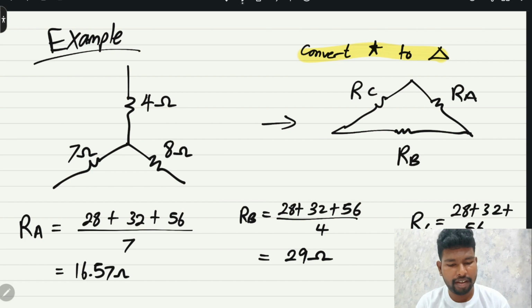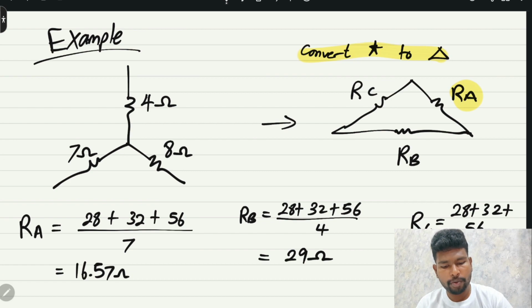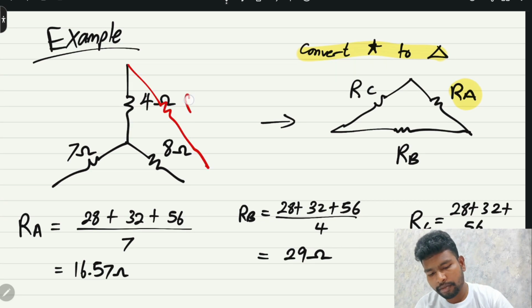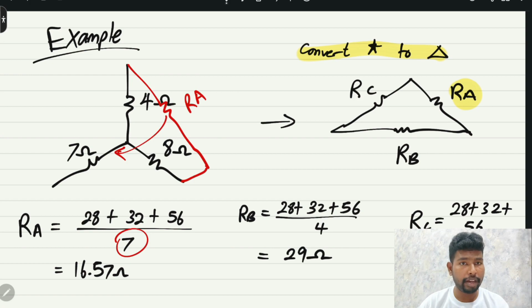To find RA, what did I say? You should look at the opposite of RA. If I draw RA here, the opposite would be 7 ohm. Therefore, for RA, the opposite is 7 ohm. On the top is the addition of pairs: 4 times 8 gives you 32, 7 times 8 gives you 56, and 4 times 7 gives you 28. So the numerator is the addition of pairs, followed by the opposite of the value that you want to find. Similar steps should be applied for RB.